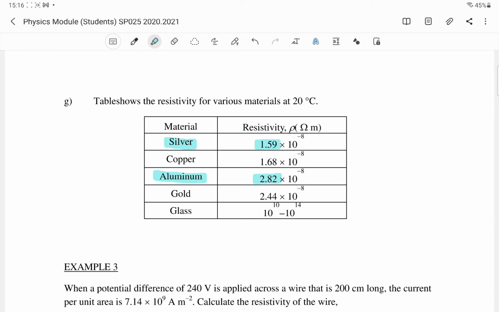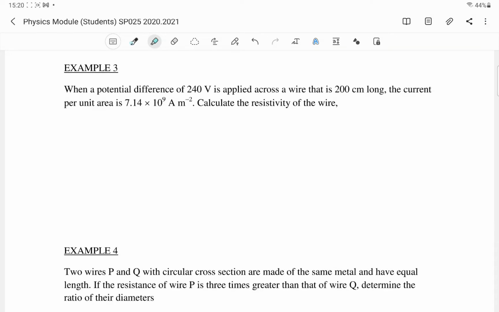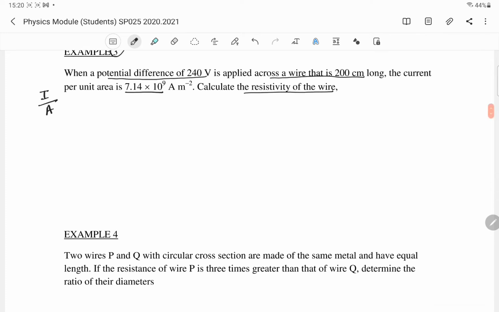Okay, so seterusnya, for example, number 3. When a potential difference of 240 volt is applied across a wire of 200 cm long, the current per unit area, I over A, is 7.14 times 10 power of 9 ampere per meter square. Calculate the resistivity of the wire.